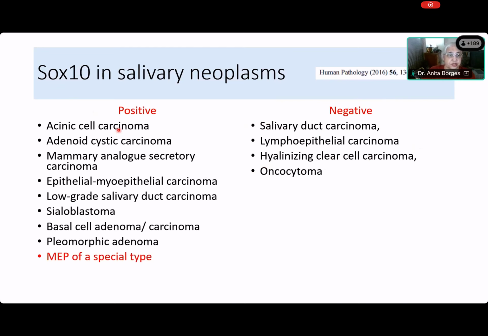In a variety of tumors: acinic, adenoid cystic, secretory carcinoma, epithelial-myoepithelial carcinomas, etc. And there's one type of mucoepidermoid carcinoma where it is expressed. By and large, you don't get mucoepidermoid carcinomas that express SOX10. Now we just come quickly to the molecular pathology.